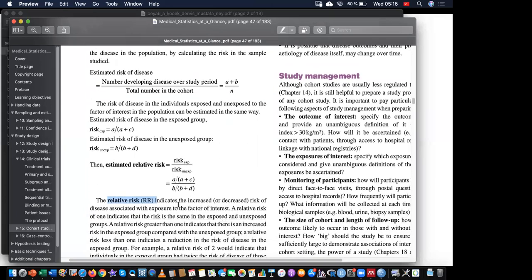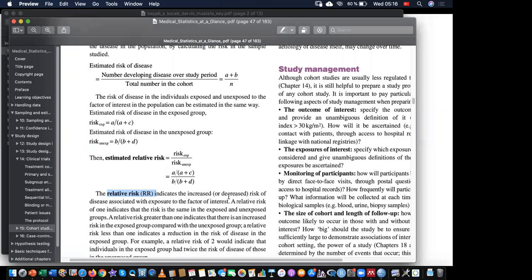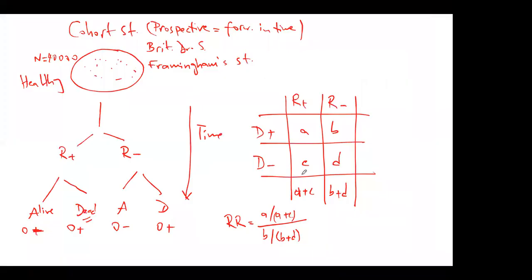So the relative risk indicates the increased or decreased risk of disease associated with exposure to the factor of interest. If your relative risk, for example, is 1, what does it mean? Let us assume it is one. Any answers? The risk of those who are exposed and the risk for those who are not exposed is equal. Dividing those who were exposed and not exposed is equal to one. What does it mean?